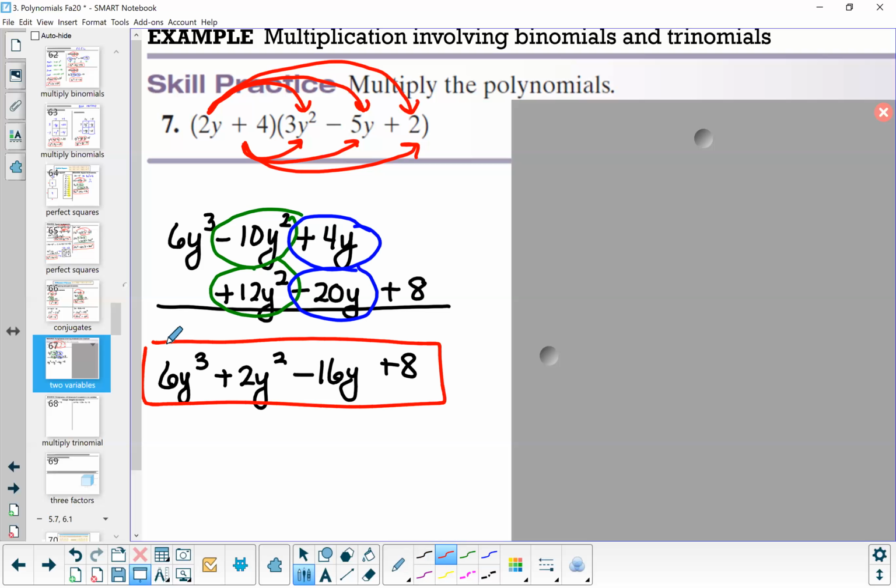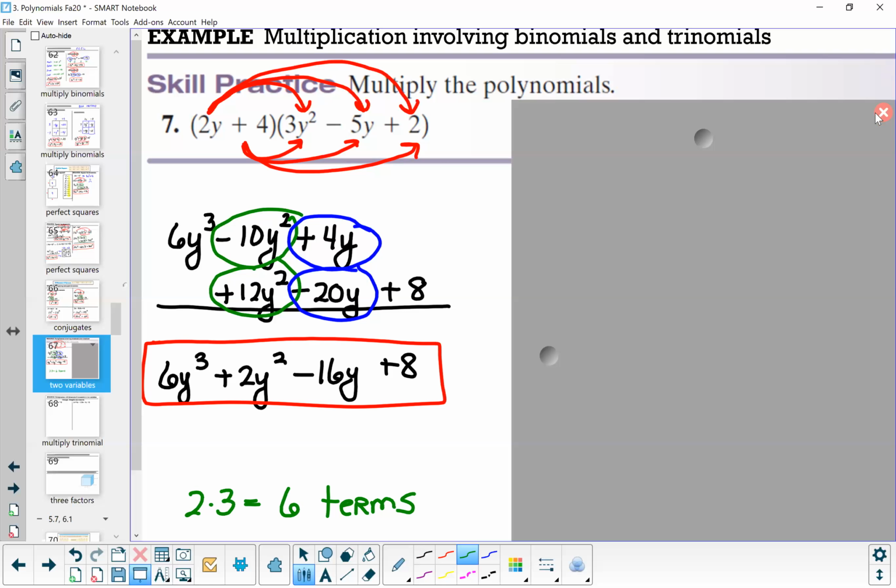So one thing to notice, originally you had 2 terms being multiplied by 3 terms. 2 times 3 tells us initially we should have 6 terms. So we did. We had 1, 2, 3, 4, 5, 6. And then once we simplified like terms, we did have less. So that's a good way to check to make sure when you're multiplying, you didn't skip anything.